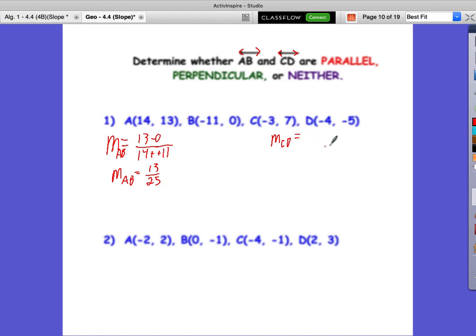So, what would this be? Great, help me set this one up. 7 minus negative 5 over negative 3 minus 4. Okay. 7 minus a negative 5, change it to add. Negative 3 minus a negative 4, change that to adding a positive as well. 7 plus 5 is 12. Negative 3 plus 4 is 1. 12 over 1 is just 12. And Rachel is correct. That's neither. There's no relationship. They're not the same. They're not opposite reciprocal. So these lines are neither.